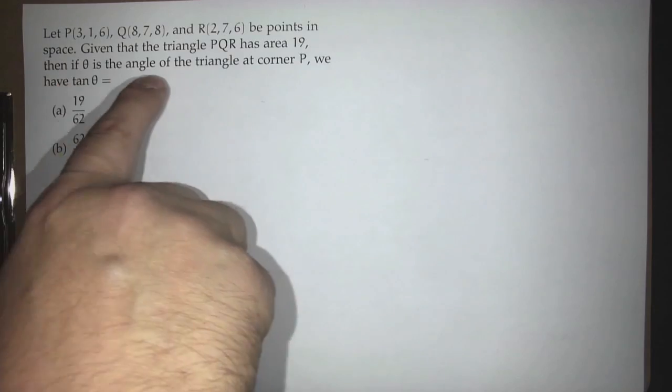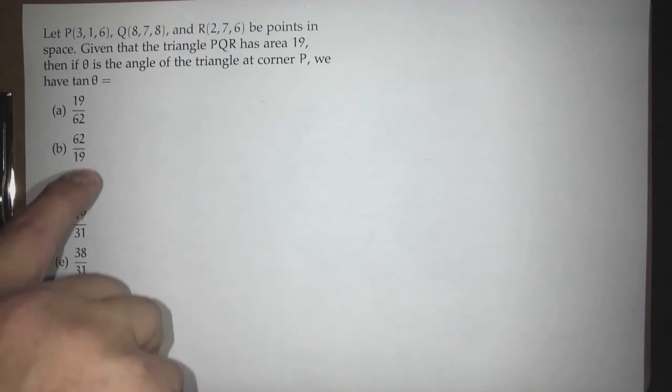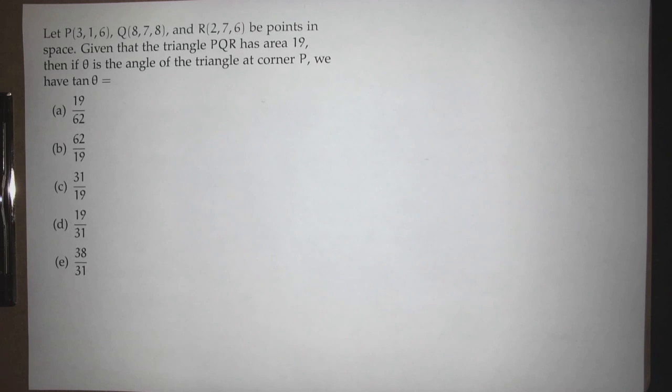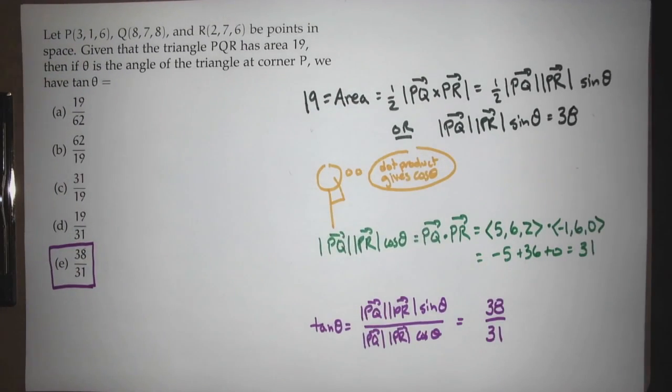Theta is the angle of the triangle at corner P. Tangent theta is what? Do we have an answer? What? E is correct. Now, where did that come from?